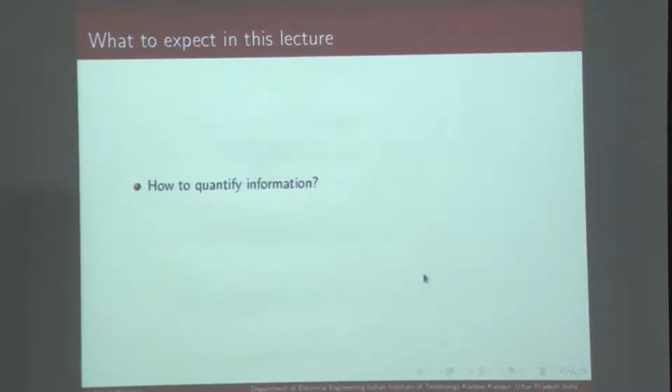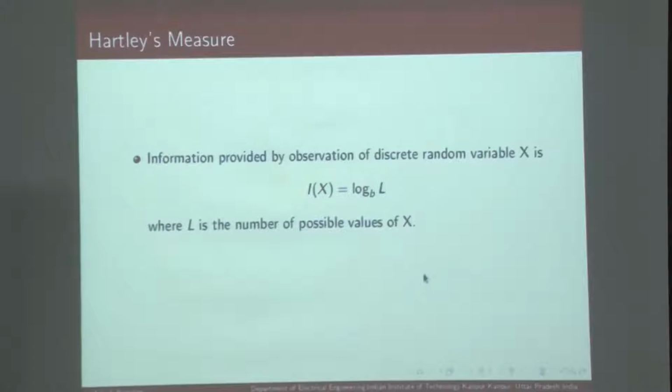So let's start with the introduction. What are the expectations from this lecture? At the end of this lecture, you should be able to quantify what is information, and you should know some basic properties of entropy, conditional entropy, relative entropy, mutual information and things like that. Okay. So let's start with measure of information.